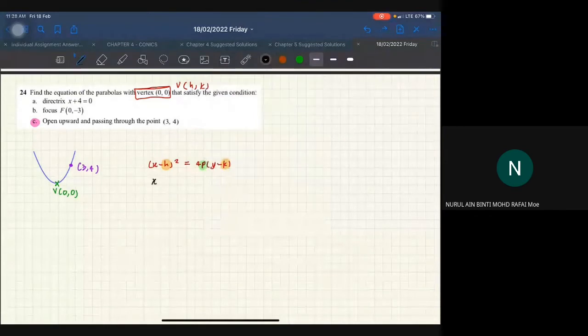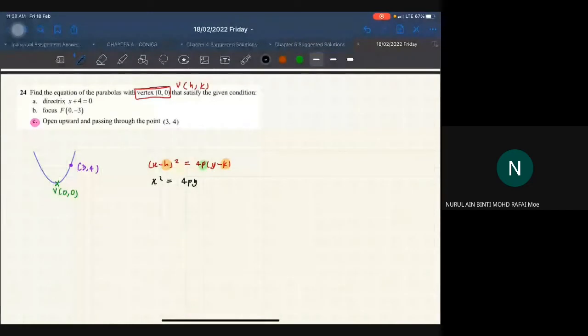So I know that my vertex is 0. So I just have x squared equal to 4py. Okay, sebab saya tahu k saya kosong, h saya pun kosong. So this is my equation.